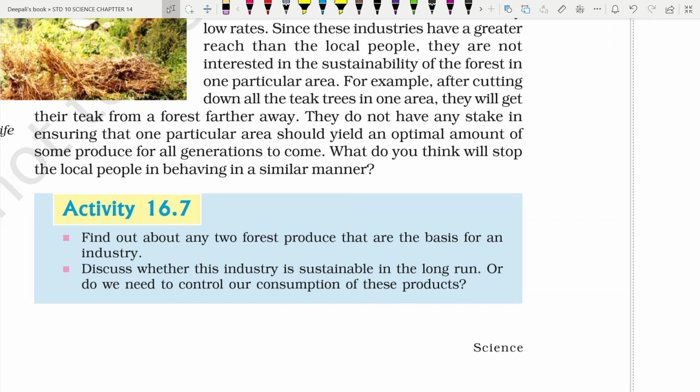So, if you try to list these two products, tendu leaves, which are used in the beedi industry, and essential oils, which are used in manufacturing of soap and cosmetics. Overexploitation of forest is not sustainable in the long run. So we need to control our consumption. Plantation of trees is necessary.